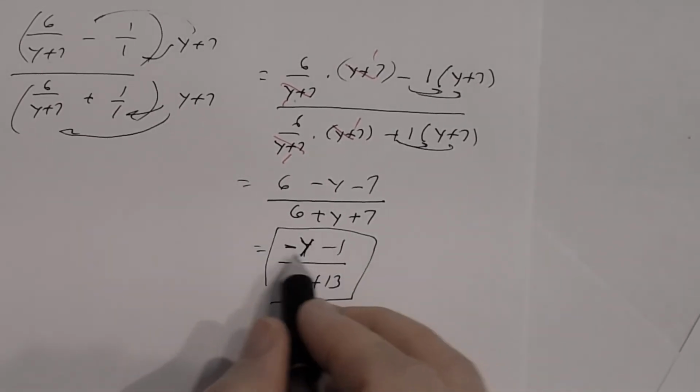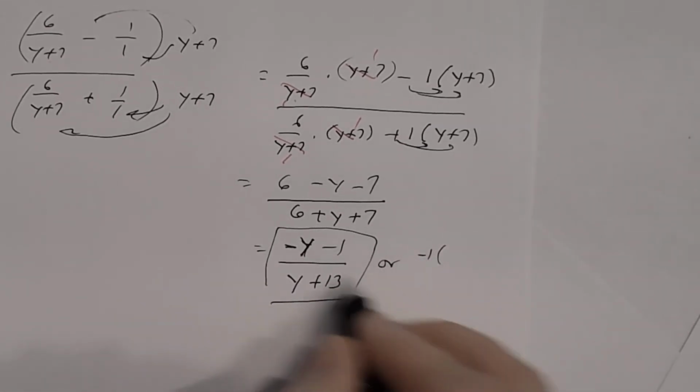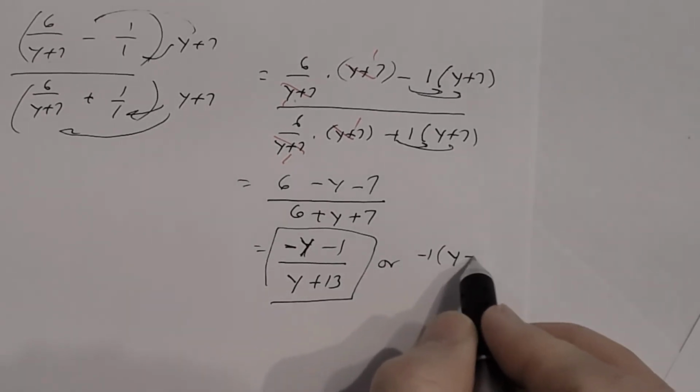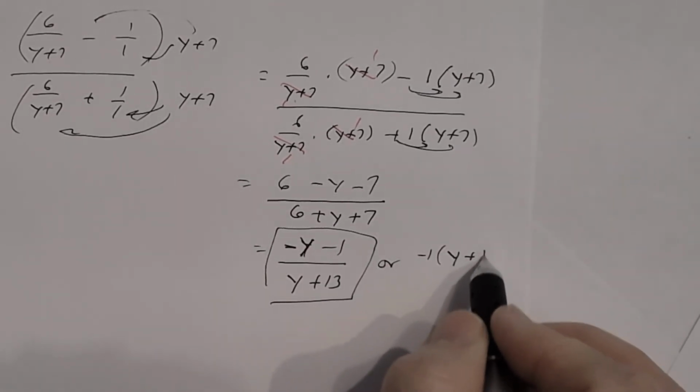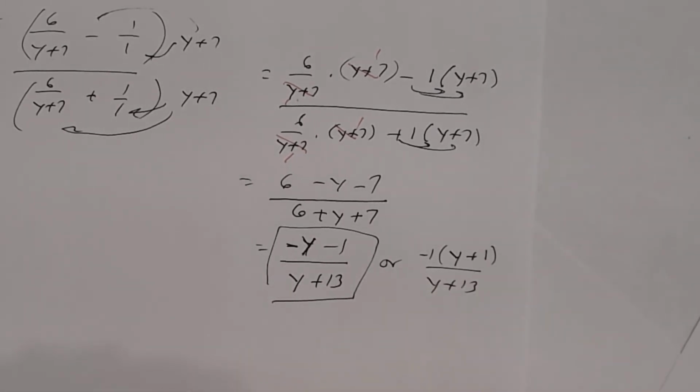You may say, well, can you factor out a negative 1 from here? Yeah, but it's not going to help because nothing's going to reduce. So if you factor out a negative 1, you're going to get negative 1 times y plus 1, and then the denominator is just y plus 13. So see, you still can't reduce. So I would just leave it like that.